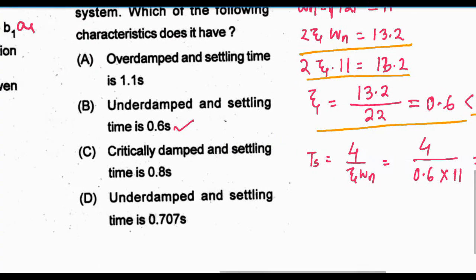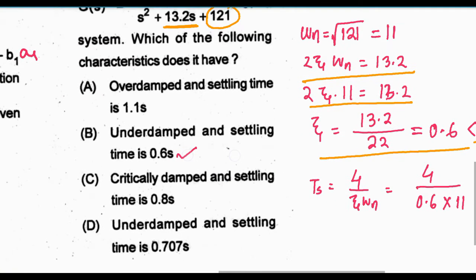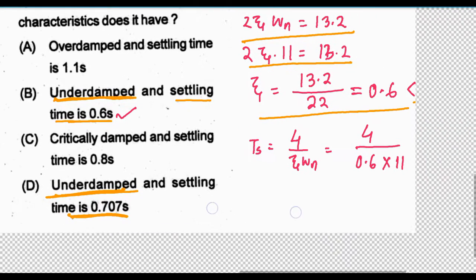So what are the underdamped systems given? Here one is underdamped, here one is underdamped, another here is underdamped. So two options are given in terms of underdamped, and what is given? Settling time is given. Settling time is different in both the options, so we have to find out the settling time.